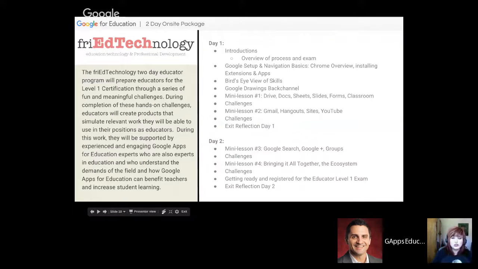So what's going to be on the next slide, there it is, is sort of an overview of what happens during these 2 days. So how are these days going to be broken out? What are we going to actually do during this time together? And what kind of tools are we going to cover?